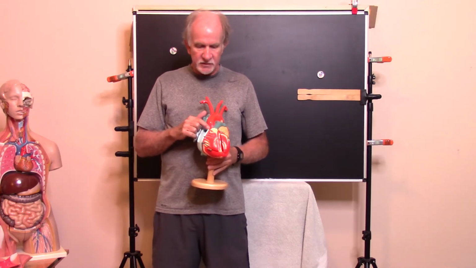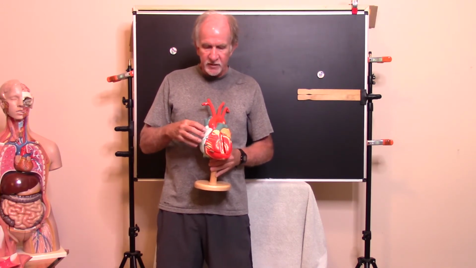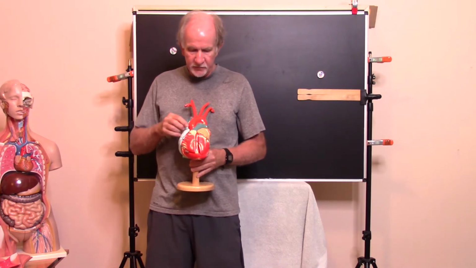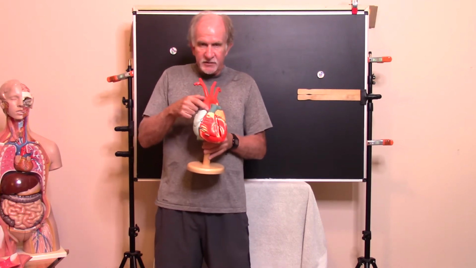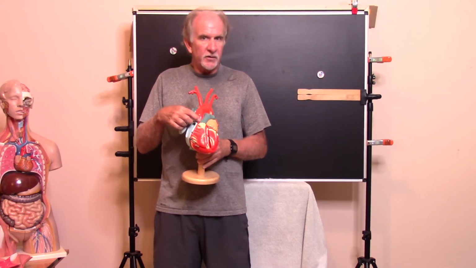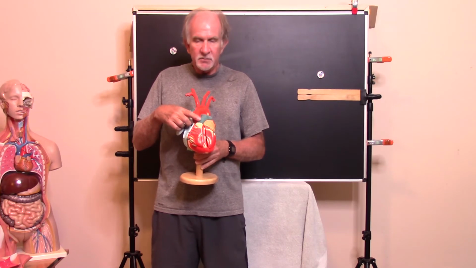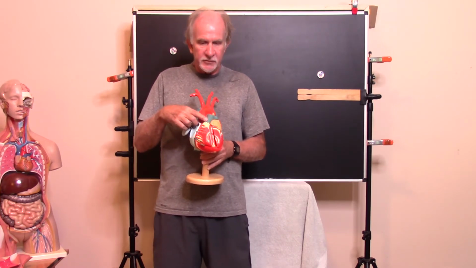And one of those is the right coronary artery between the right atrium and the right ventricle. And right next to the right coronary artery is where the left coronary artery begins. You can't see where it begins because it's behind the pulmonary trunk.